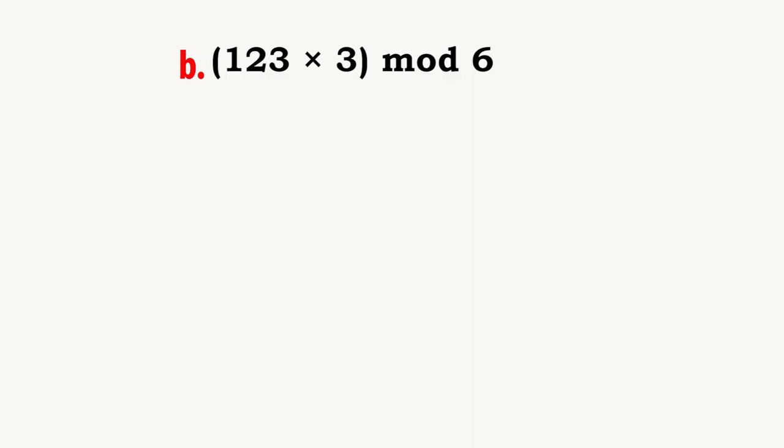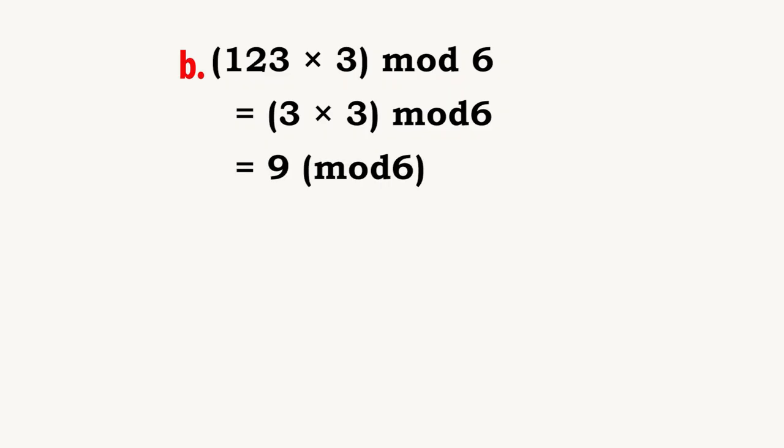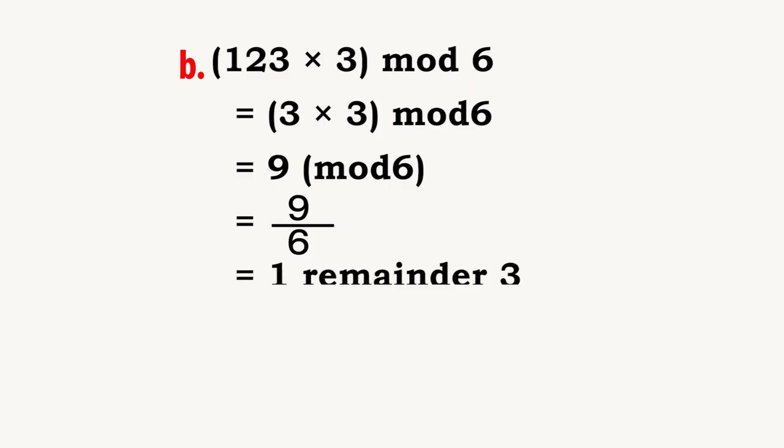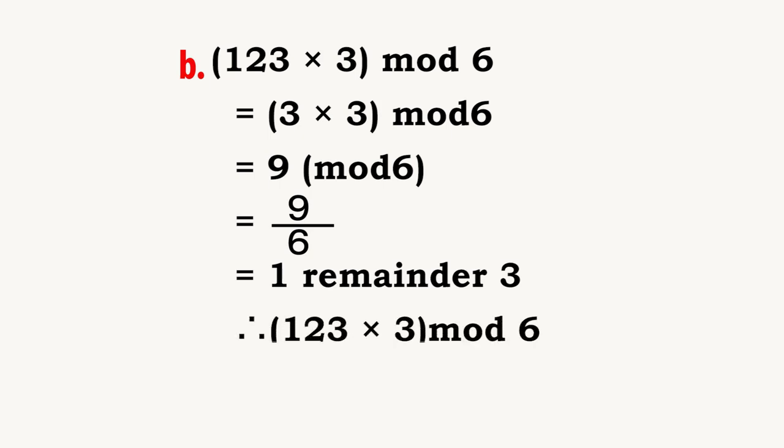Now B. The question is 123 times 3 mod 6. We will change the first number, 123, to mod 6. And then we multiply by 3. That is because 3 is already in the simplest form in mod 6. So multiplying, we get 9 mod 6. We have to divide the 9 by 6. That gives us 1 remainder 3. And so we say 123 times 3 mod 6 is equal to 3 mod 6.